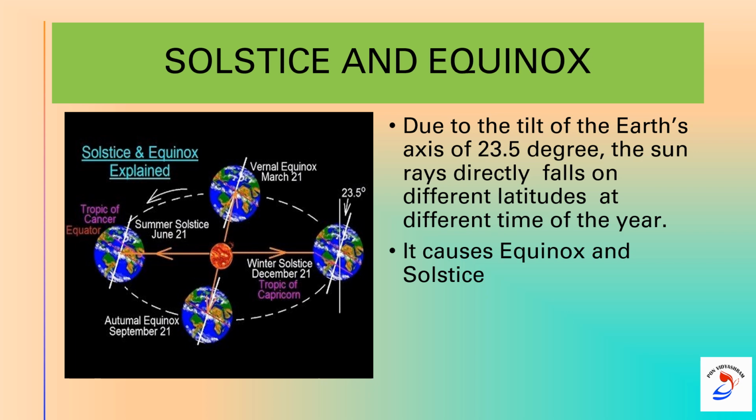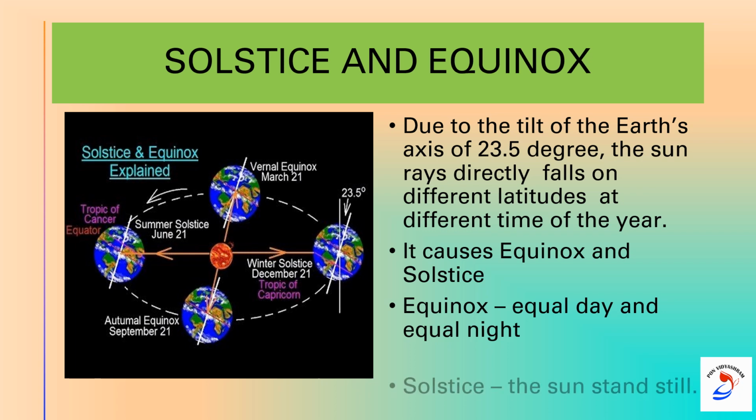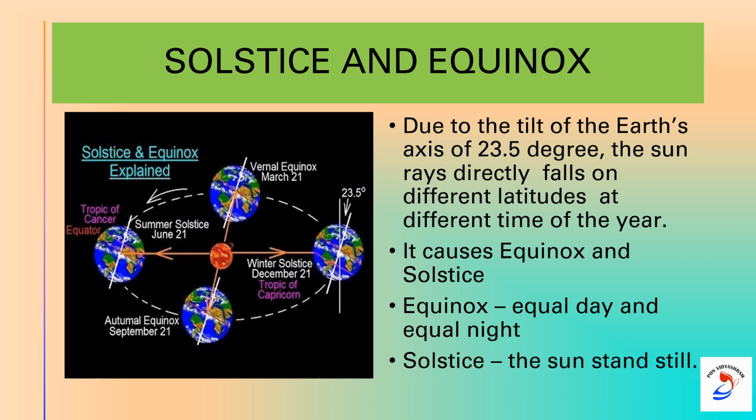What is meant by equinox and what is meant by solstice? Equinox, the places which receive the sunlight overhead have equal day and equal night. Solstice, the sun stands still. Okay, that is called solstice. Are you clear with the topic? Equinox, the places which have equal day and equal night. Solstice, the sun stands still.